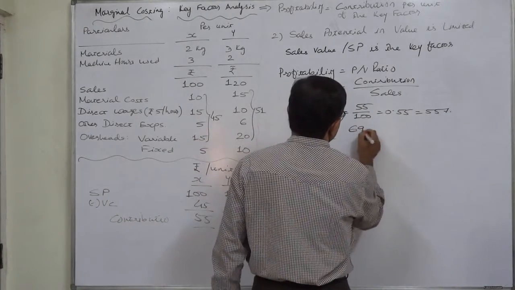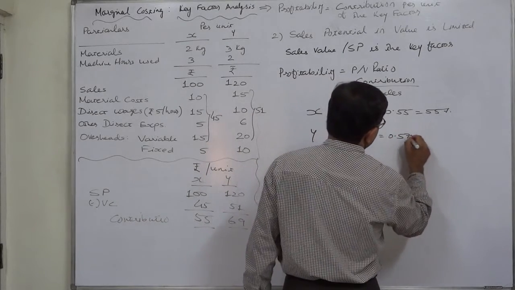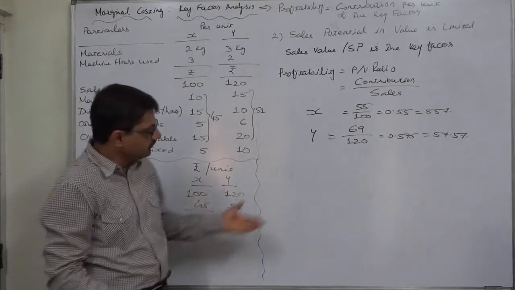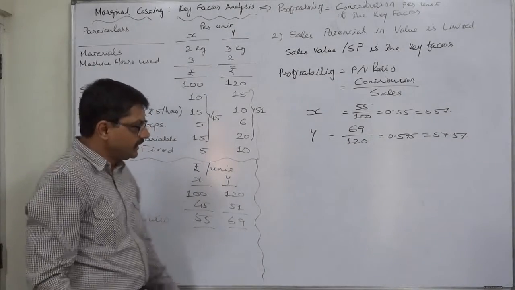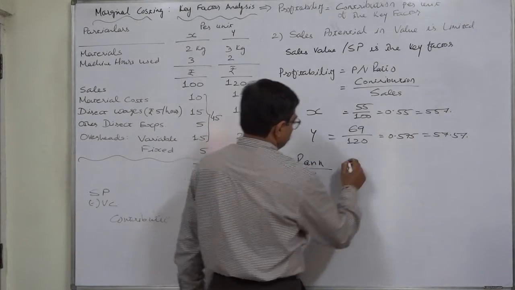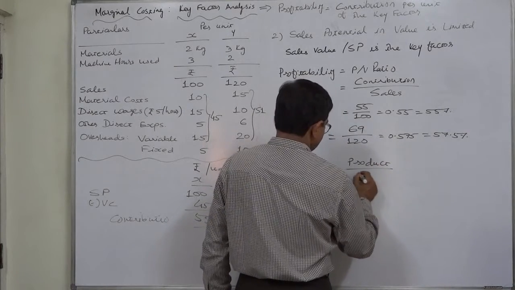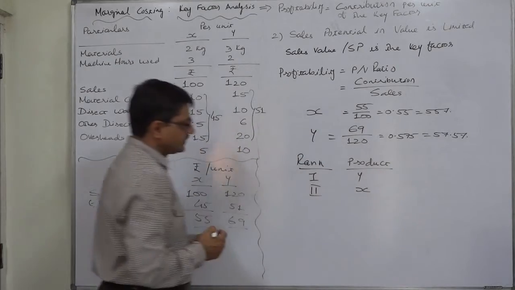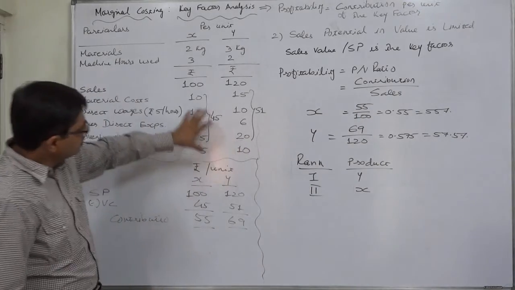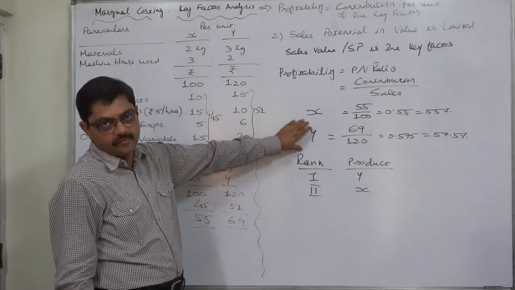In case of Y, 69 divided by 120. So it comes to 0.575 or more precisely 57.5%. So again Y has more profitability. So if we assign rank, Y is again given the first rank and X the second rank, because in case of unchanged selling price as well as variable cost as well as contribution per unit, Y remains the more profitable product.